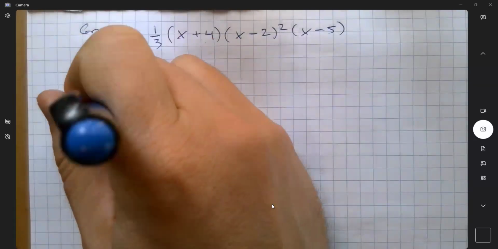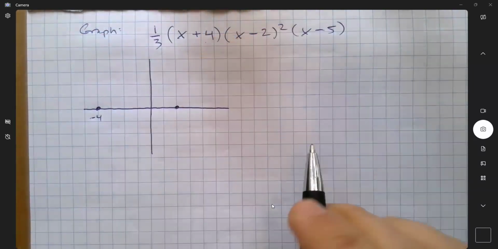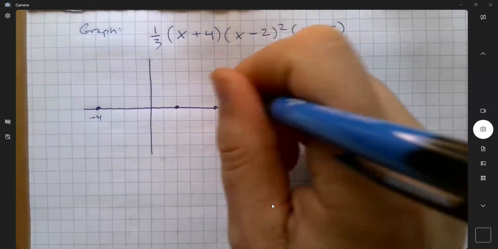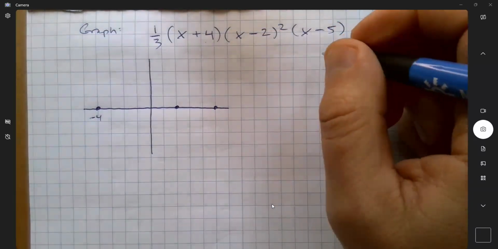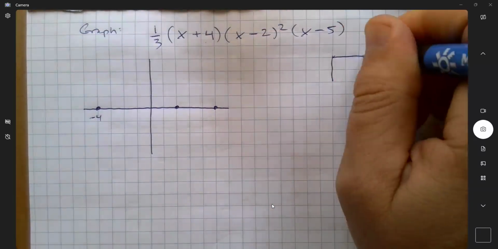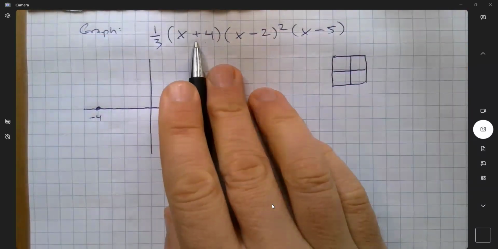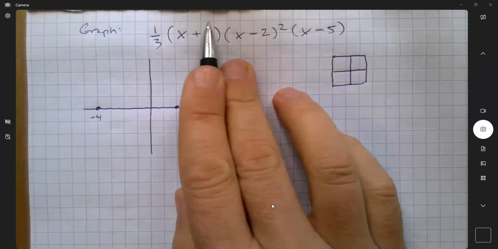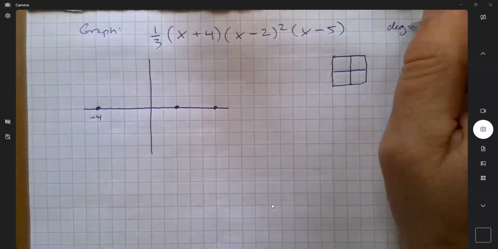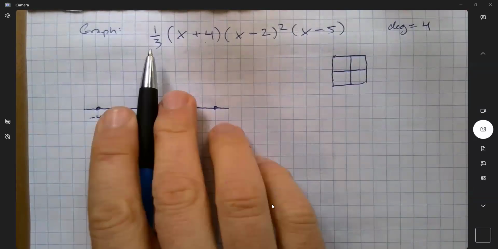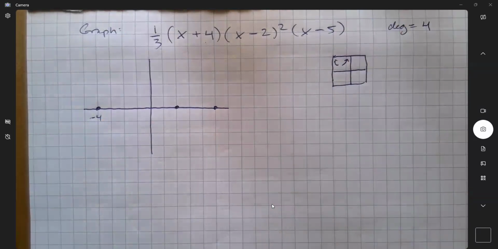A positive 4 means I have an x-intercept at negative 4. A negative 2 means I have an x-intercept at positive 2, and a negative 5 means I have another x-intercept at positive 5. And now let's get the end behavior. So let's see. What's my degree? 1, 2, 3, 4, right? I have 1 x plus 4, I have 2 x minus 2s, and an x minus 5. That's 4 terms in total, so my degree is 4, and the leading coefficient is positive, so I must be up on both sides.